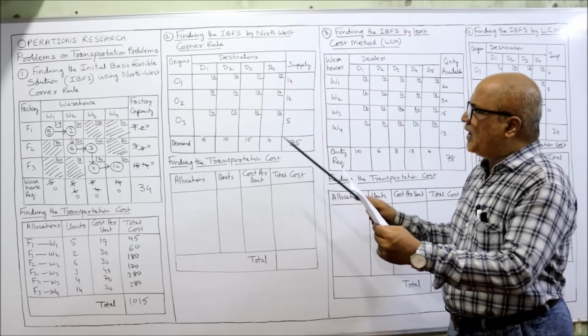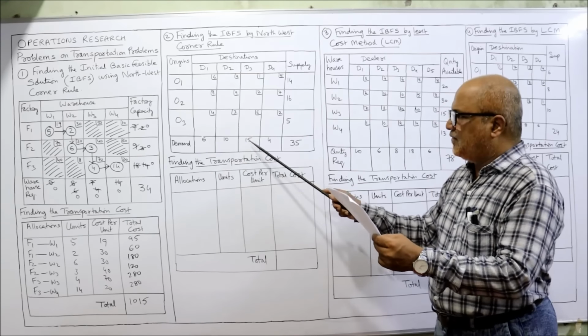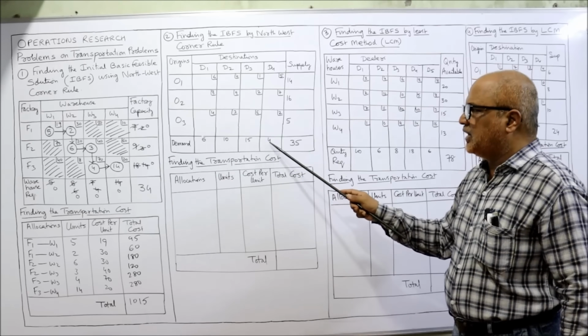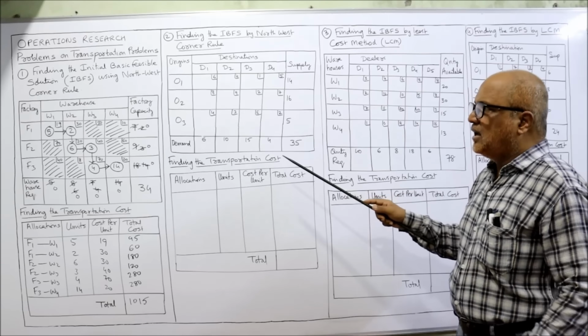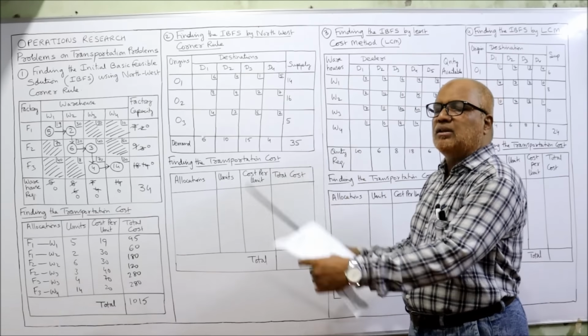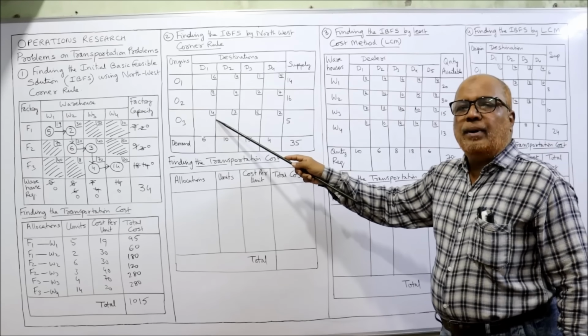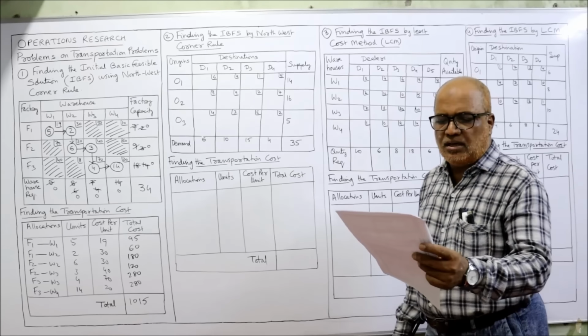I have prepared the table exactly the same way. Origin O1, O2, O3, destination D1, D2, D3, D4. Supply, demand. The supply are 14, 16, 5. And demand is 6, 10, 15, 4. Total 35. If you add up 6 plus 10 plus 15 plus 4, 35. 14 plus 16 plus 5, 35. Balanced. And all the costs which are given in the problem, I have written in the upper right corner, because in the middle we are going to allocate, right?